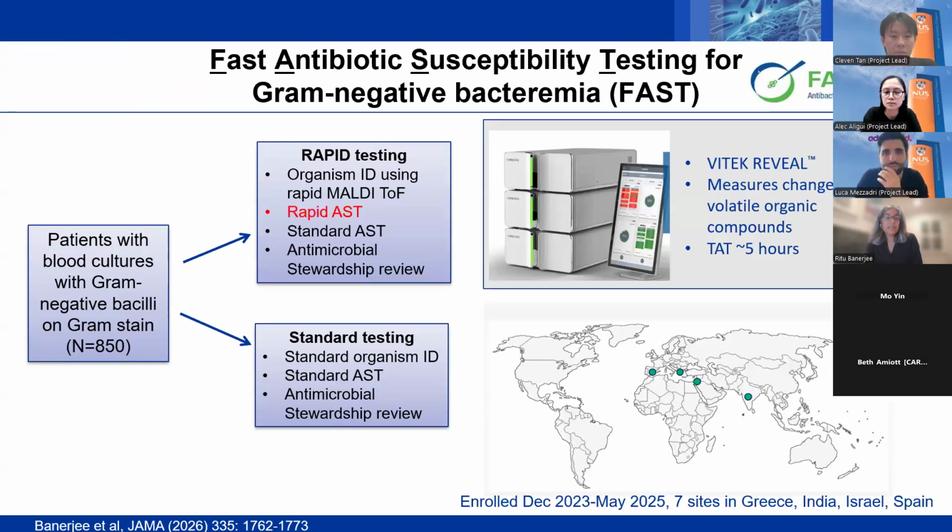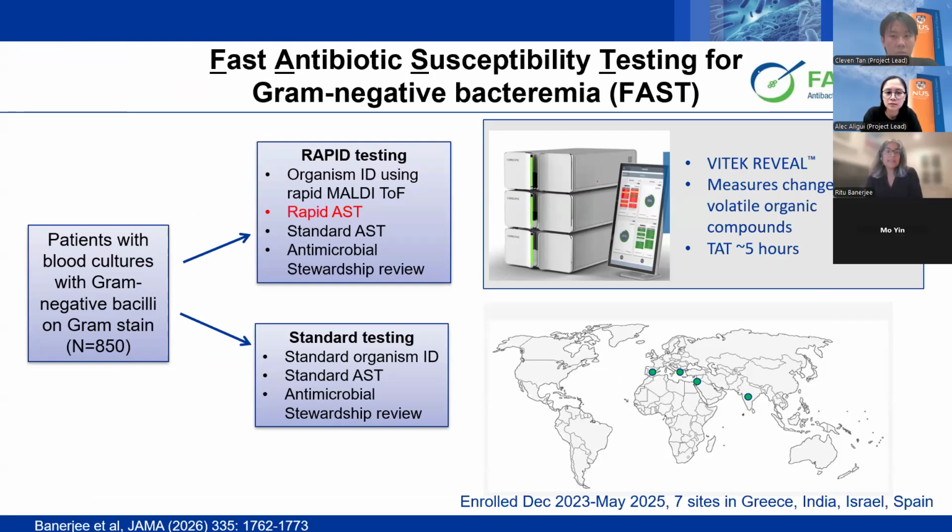So here's the design of the study. We took patients who had blood cultures that demonstrated presence of gram-negative bacilli on gram stain. We randomized 850 subjects to either the rapid testing arm or the standard testing arm. This randomization happened in the laboratory. In the rapid testing arm, organism identification happened using MALDI-TOF. Then the rapid AST method was used. And then the standard AST method was used in addition, and antimicrobial stewardship review happened for all patients. In the standard testing arm, all the same thing happened, except there was no rapid AST test.